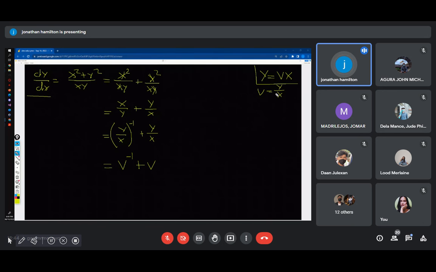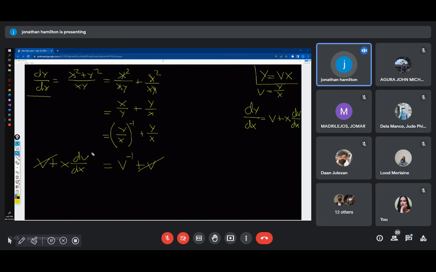If you remember, if we derive this equation, we're left with dy over dx by the product rule. So we have v plus x dv over dx. Since they are the same concept, we can substitute this value for this. So this is v plus x dv over dx. If we simplify this equation, we have v and we have v. Next, we're left with x dv over dx is equal to v inverse.